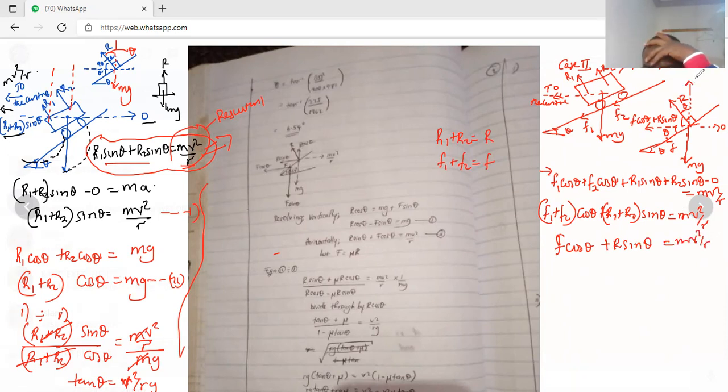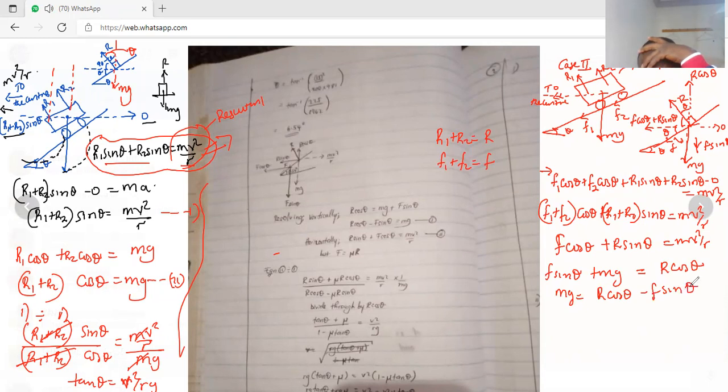Now vertically, look here. Vertically, you will have R cos theta. Then this F can be resolved downwards to give F sin theta. So F sin theta, the total friction, plus the weight mg, these are counterbalancing forces. So straight away I can say they are equal to R cos theta. It is from here that I can say mg is equal to R cos theta minus friction sin theta. So this becomes our equation 1.